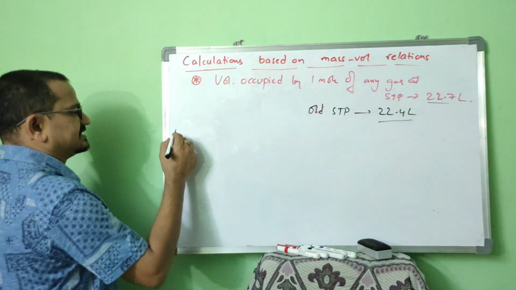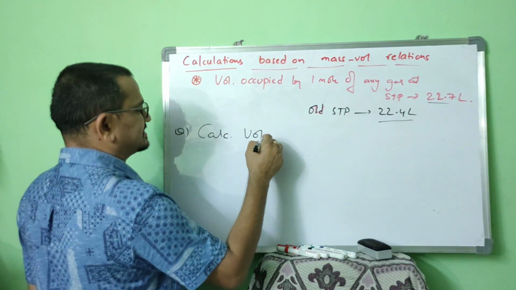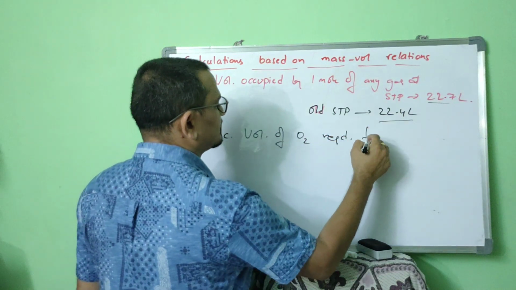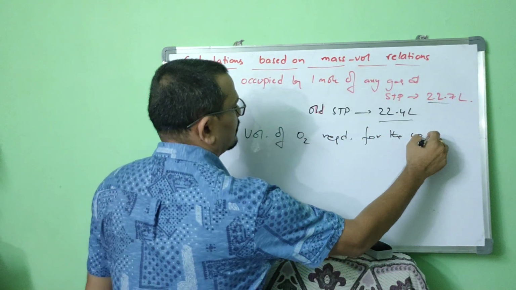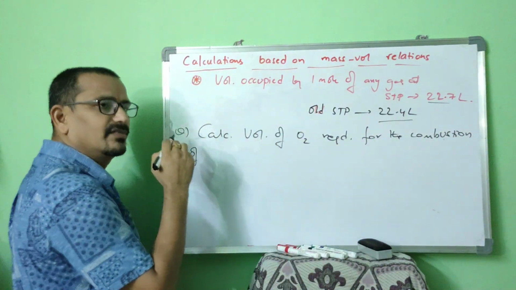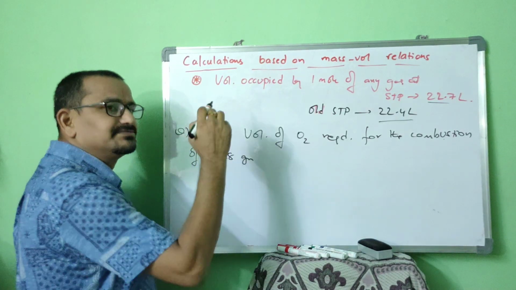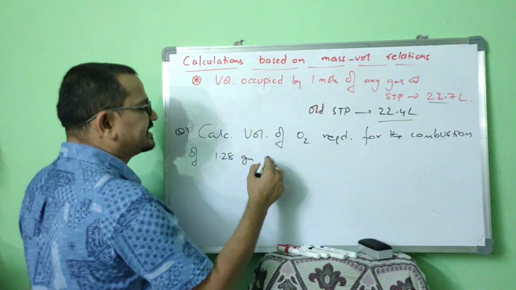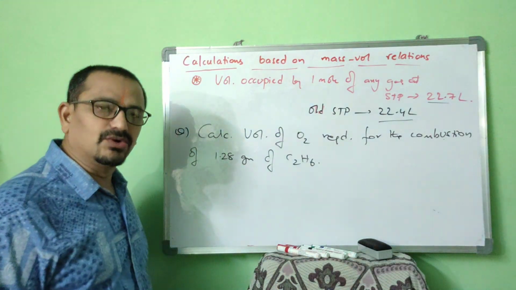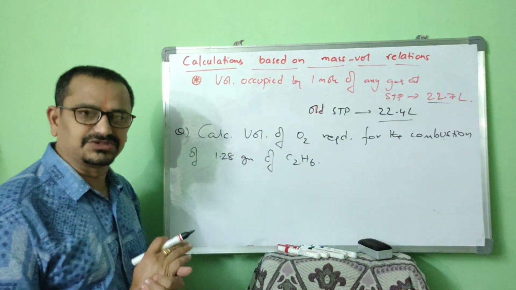Now a small question on this. Calculate the volume of oxygen required for the combustion of 1.28 grams of ethane. Calculate the volume of oxygen required for the combustion of 1.28 grams of ethane. Like this they will give a question.